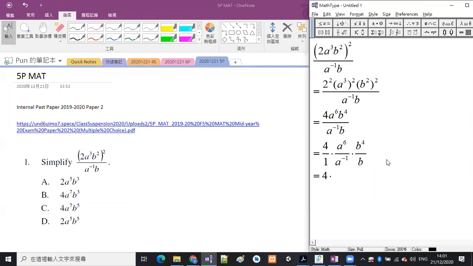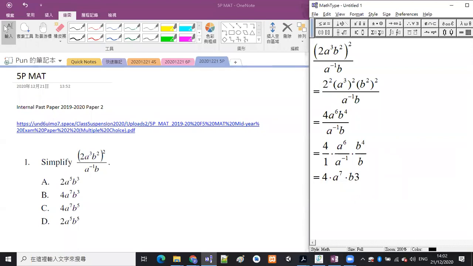So 4 over 1 is just 4, right? And then a^6 over a^-1. Normally it is a subtraction: 6 minus negative 1. All you need to do is just to be very careful about the negative signs. Okay, 6 minus negative 1 should be 7. And then b^4 over b, that is b to the power 4 minus 1.